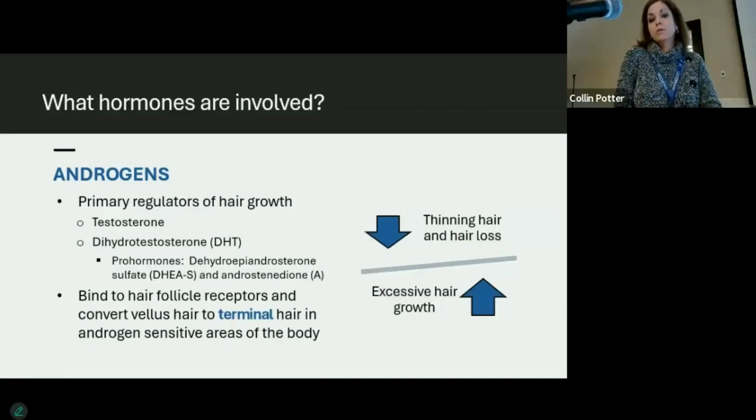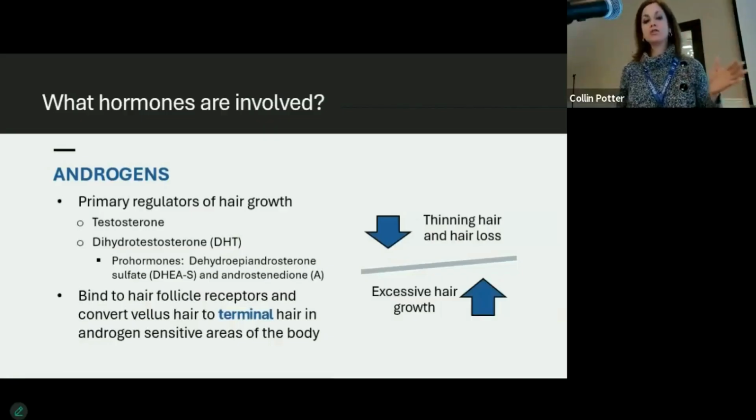So, of course, the hormones that are involved are androgens. I keep mentioning them. They are the primary regulators of hair growth. So what are we looking at? Testosterone and DHT, the dihydrotestosterone, which from here I will say DHT. And then DHEA sulfate and androstenedione. That one is still very hard for me after all these years.